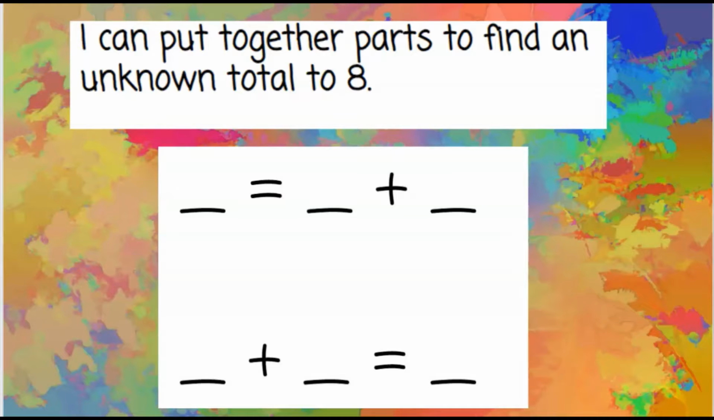Yesterday, we focused on the unknown, the whole in a number sentence, when listening to a story and finding the unknown. Today, our math thinking job is I can put together parts to find an unknown total to 8. So yesterday, I gave you the parts, and today, we're going to do the whole thing using both of our number sentences and listening to stories. So let's get to it.